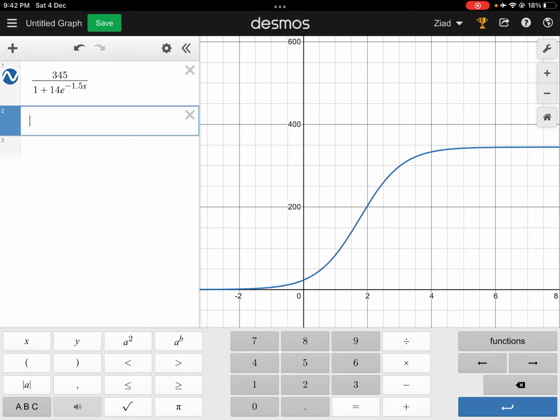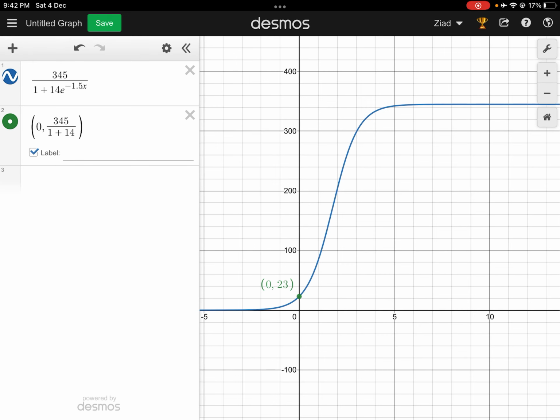And remember, we said many things. First is that at time 0, we have how many cats? 23 cats, I remember. How did we get 23? You replace 0 in the formula, so it will be 345 over 1 plus 14. And that will give you the 23. Good, that was this point.